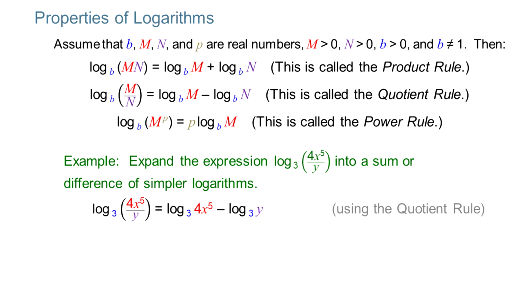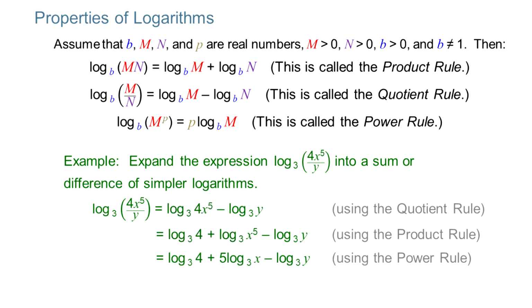For the next step in the problem, I can use the product rule because 4x to the power of 5 is equal to 4 multiplied by x to the 5th. For my third and final step in this problem, I can use the power rule to change the log base 3 of x to the power of 5 to 5 multiplied by log base 3 of x.